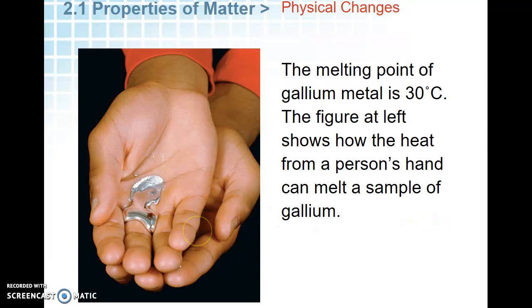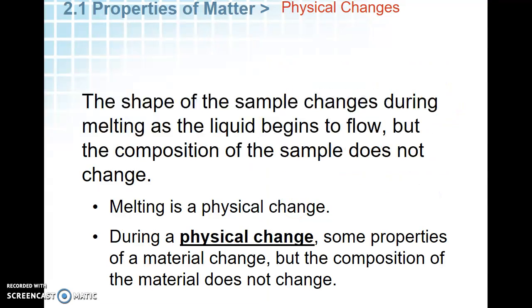Now, physical changes. This is gallium metal. Gallium, as you see, is like a liquid metal. It's probably not wise to touch it with your hand, but the heat from a person's hand can melt it, so it has a very low melting point, 30 degrees Celsius. The shape changes as the liquid begins to flow, but the sample does not change. It's still gallium. Melting is a physical change.